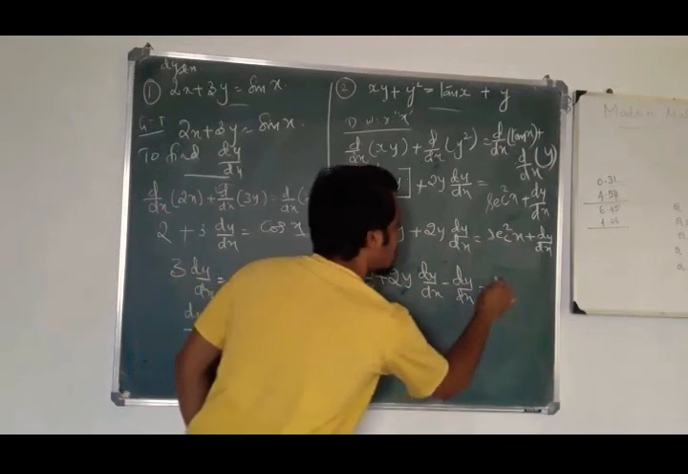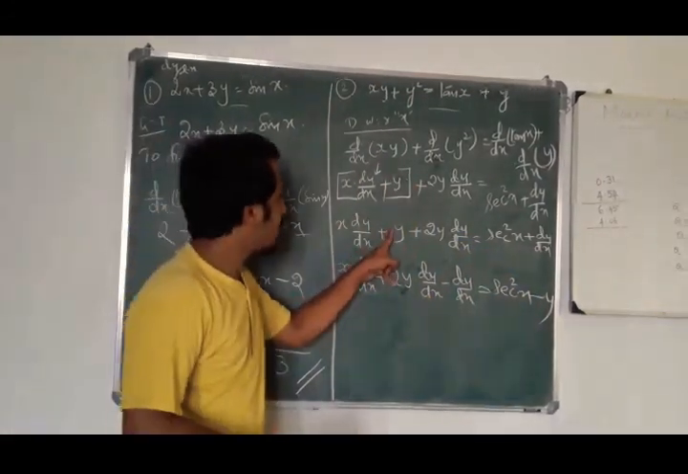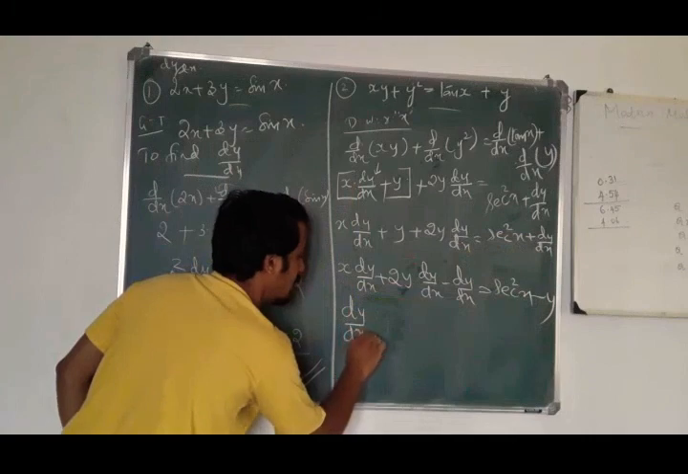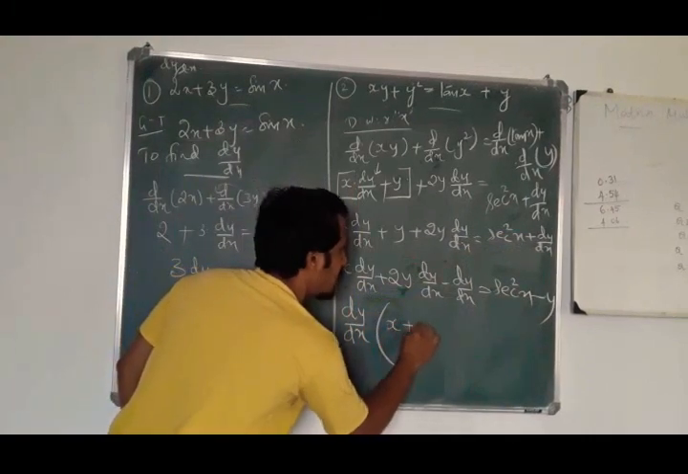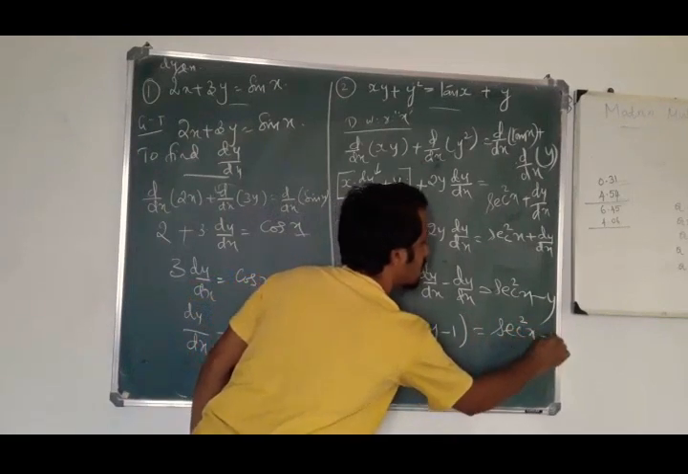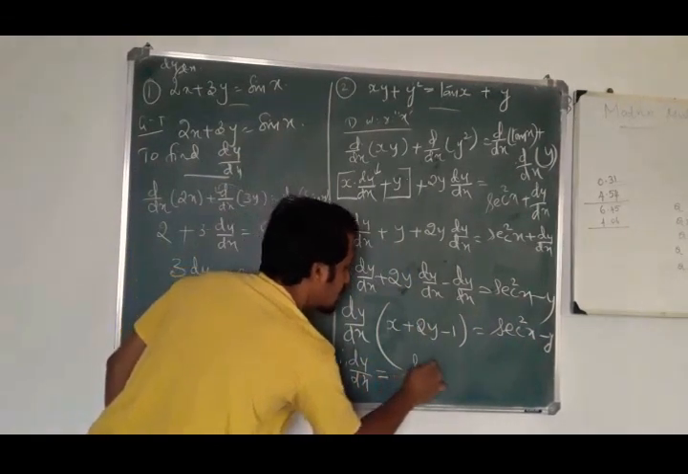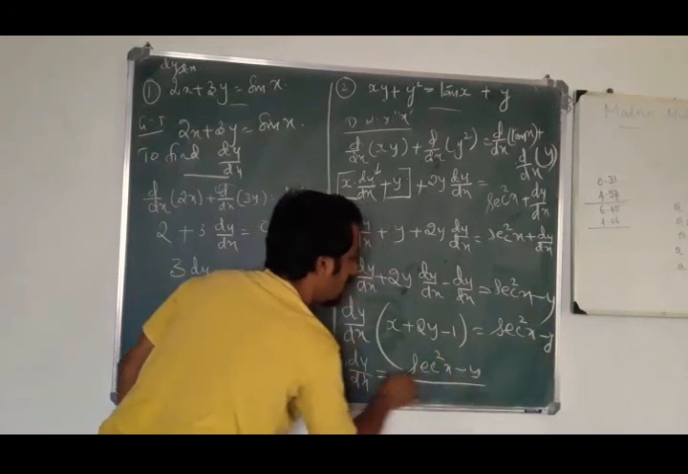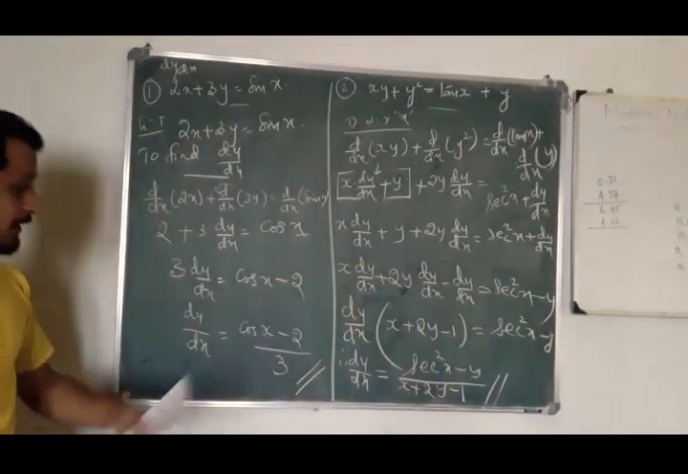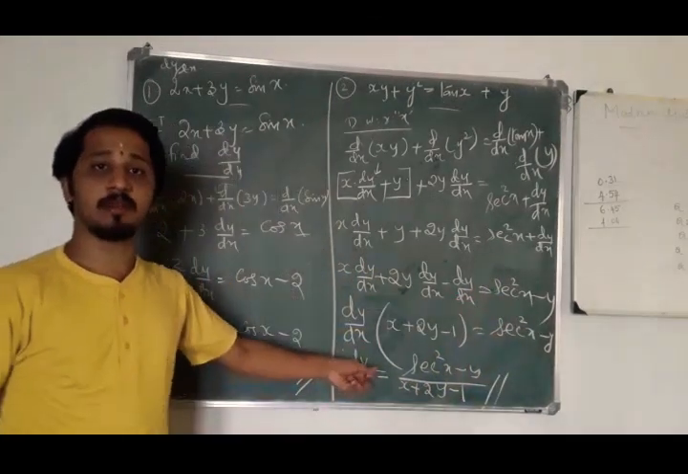Secant square x minus y. Plus y moves across, before it was plus y, that's why minus y. Now in all the terms I am taking dy by dx outside. That means dy by dx into x plus 2y minus 1 is equal to secant square x minus y. Therefore, dy by dx is equal to secant square x minus y divided by x plus 2y minus 1. So that is the required answer. Is it clear?